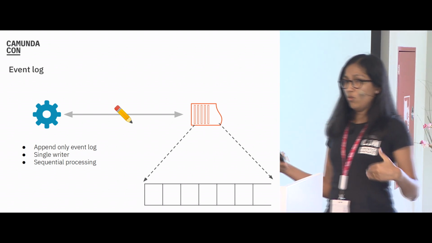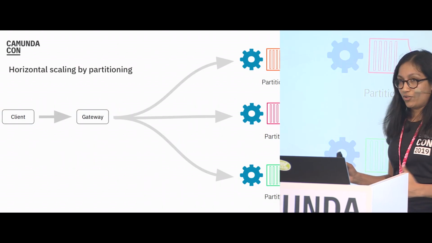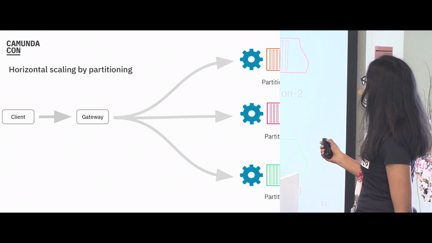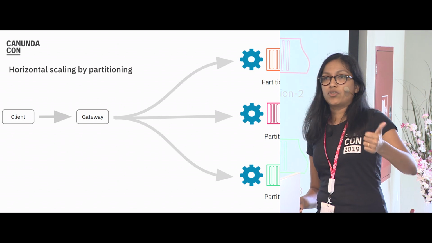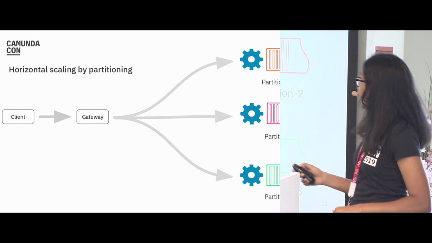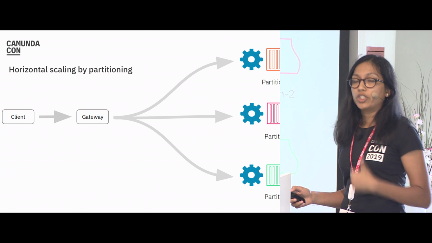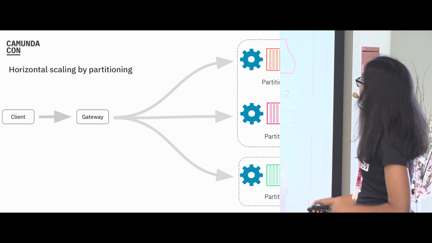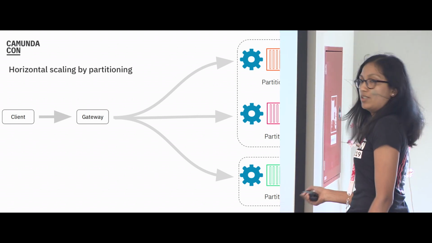Now, what would you do if you want to scale this? Of course, add more of these things. That's what we call a partition here. In Zeebe, a partition consists of one event log and one processor that is processing the events from that log. You can have more than one partition in a cluster, and if you have more than one broker, the partitions will be distributed among the brokers. For example, let's assume you have two brokers, and then two partitions can be in one broker, and the other one is in another broker.